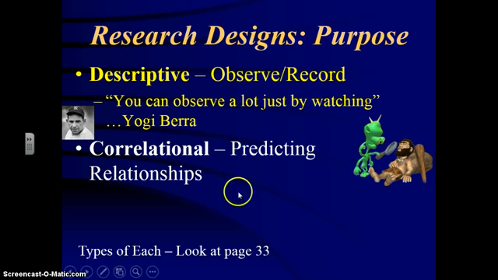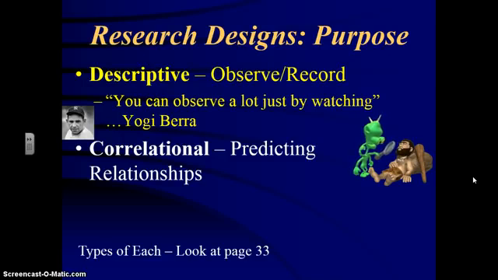But in the word correlation, I want you to see this word. You see the word relation right here? Correlation, you see the word relation, and we're going to add a ship to it. Okay, so we're going to talk about a relationship. Correlation basically predicts relationships. That's what it is. It looks at naturally occurring relationships, tries to assess how one thing might impact another.